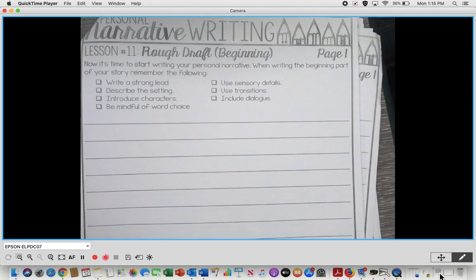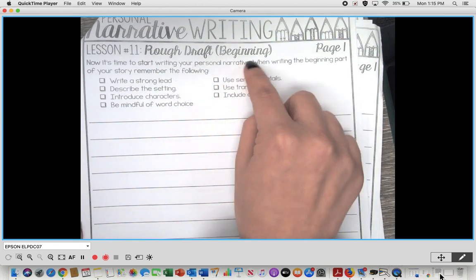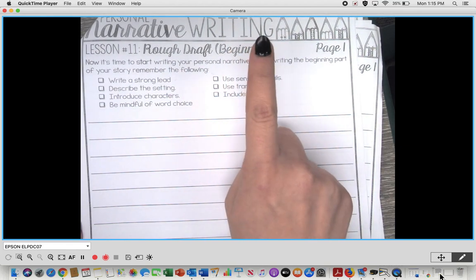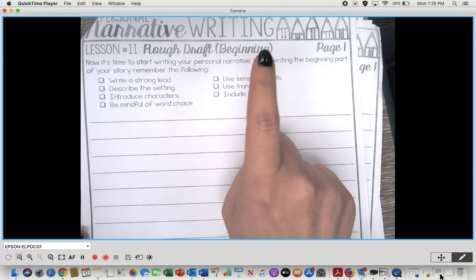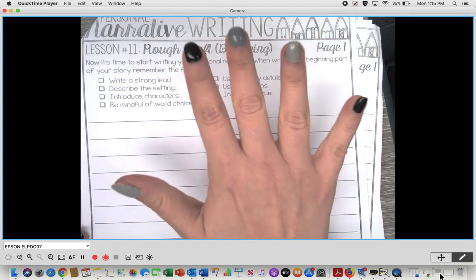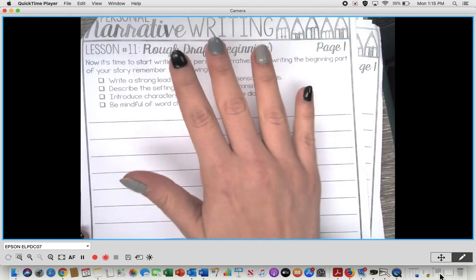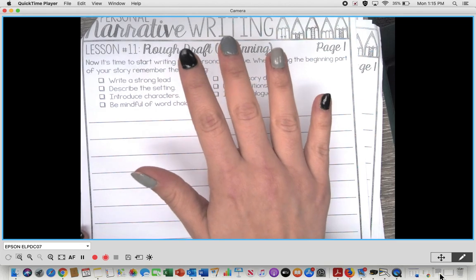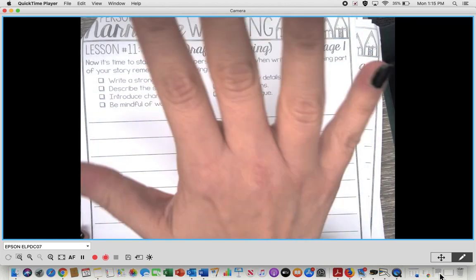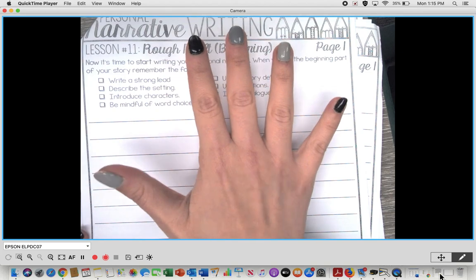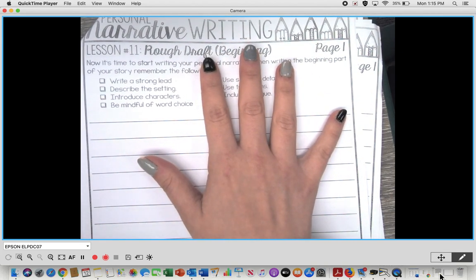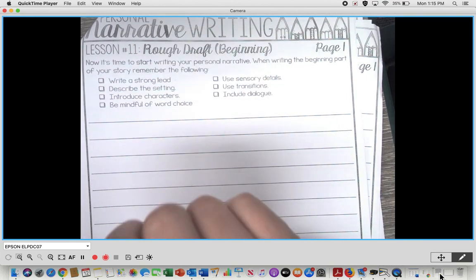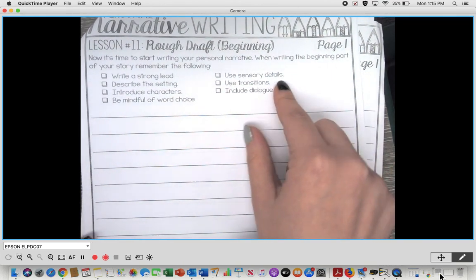But for today, we are starting on lesson 11, which is going to be our rough draft, our beginning. We are going to be writing 1 paragraph for today's lesson, just 1 paragraph. Your paragraph has to have at least 5 sentences. If your paragraph does not have 5 sentences, I'm going to send it right back to you. You guys are 3rd graders. You guys are so smart. I know you are capable of it. So 5 sentences, please, for your beginning paragraphs.